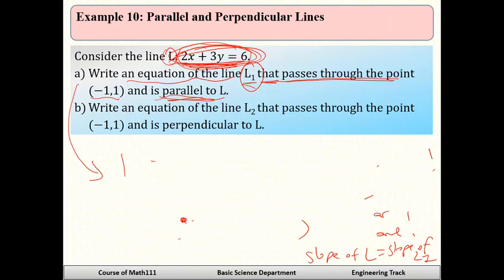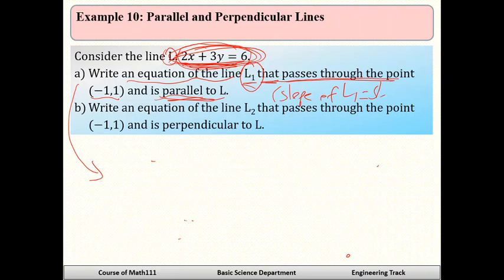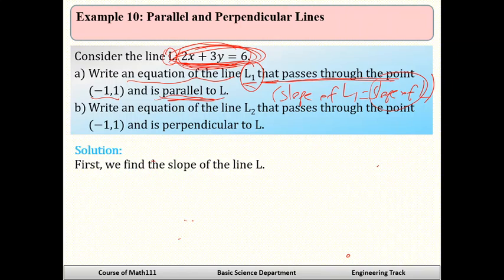So here, from the information that they are parallel, you can directly say the slope of L1 is equal to the slope of L. And the question is, how can we get the slope of L? So from this equation, can we get the slope?